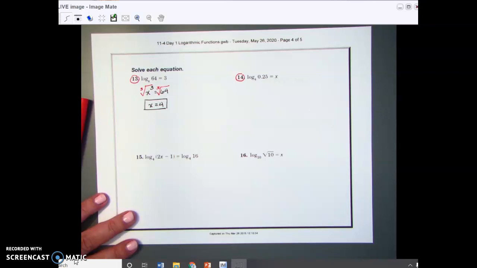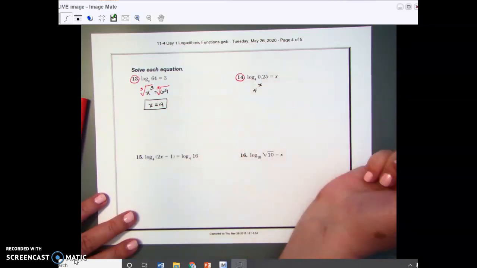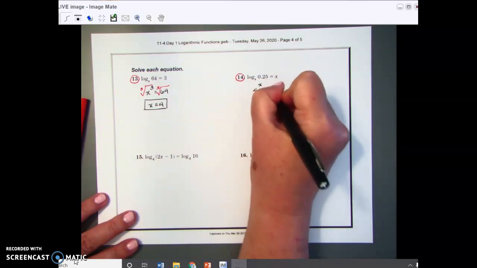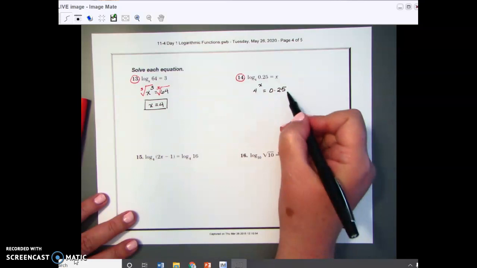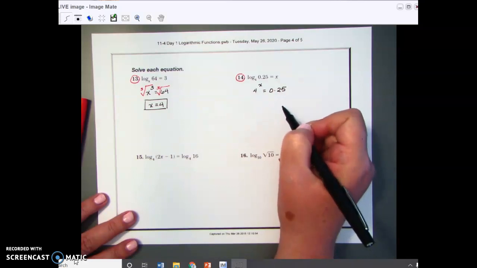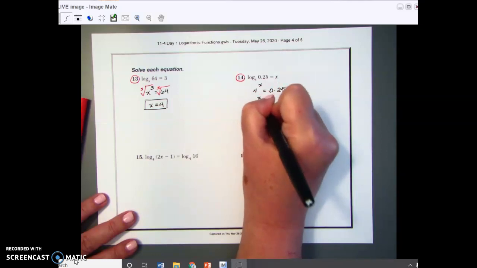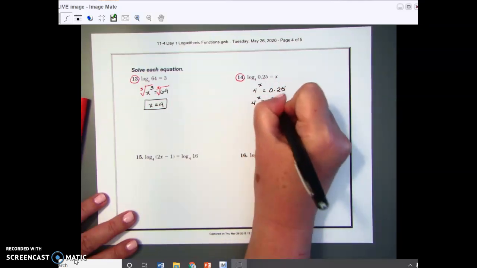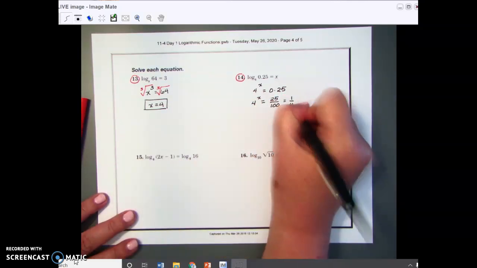Coming over to question 14, my base is 4, my exponent is x because the log is an exponent, and that's equal to 0.25. And so if we think about that, if you can go straight into a reduced fraction, that's great. And if not, I'm going to show you how to do it. So if you notice, 5 is in the hundredths place. So this is 25 hundredths. And then if I reduce that by 25, that's really 1/4.